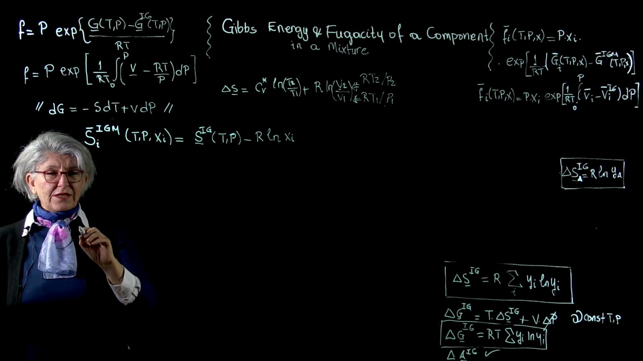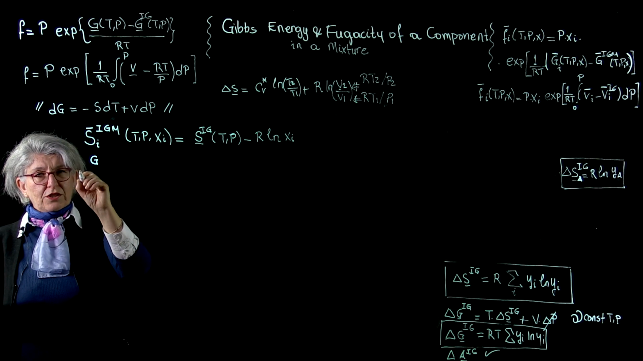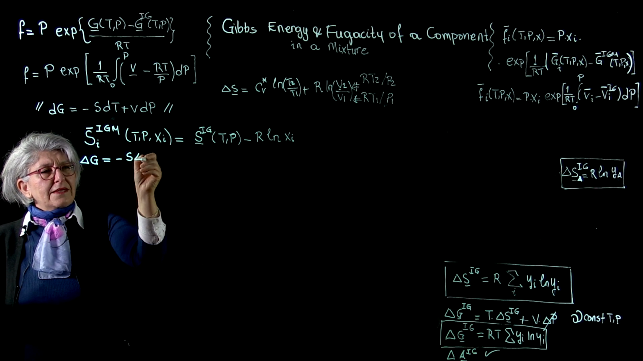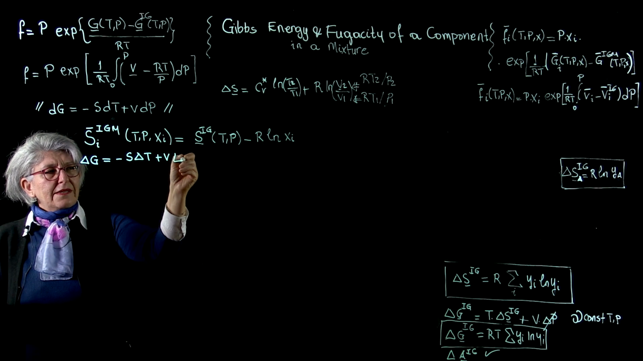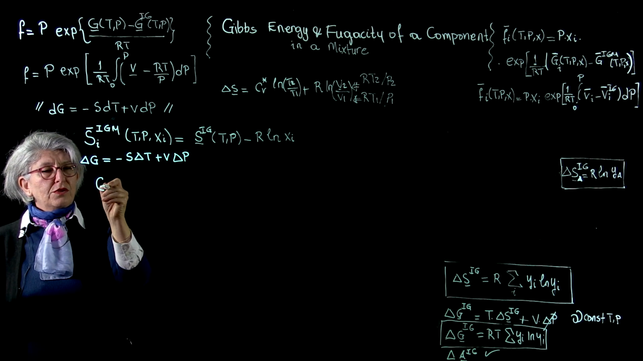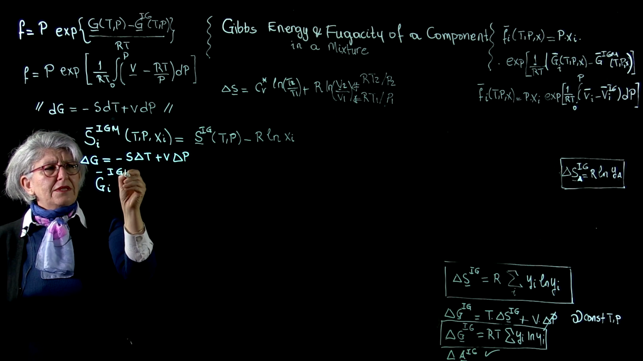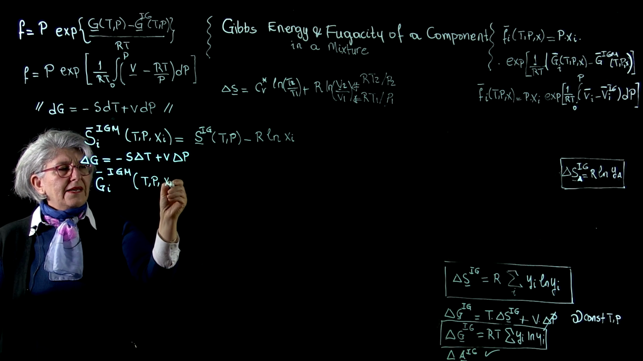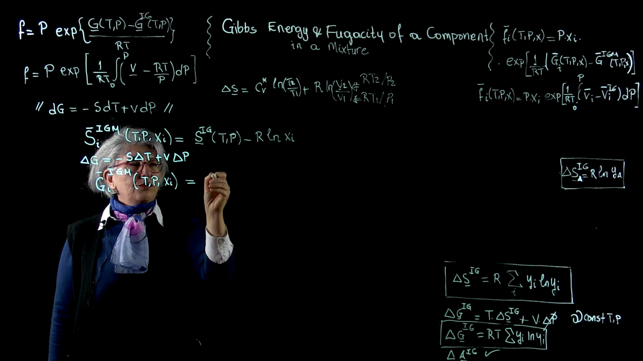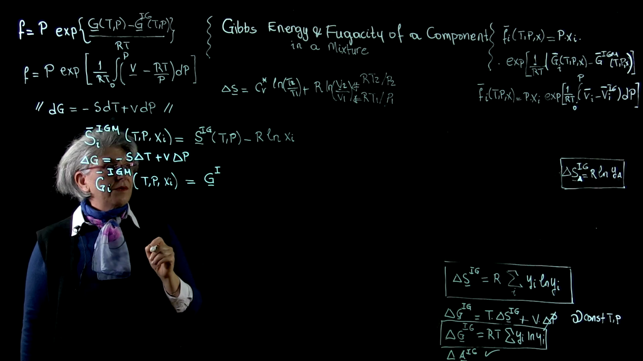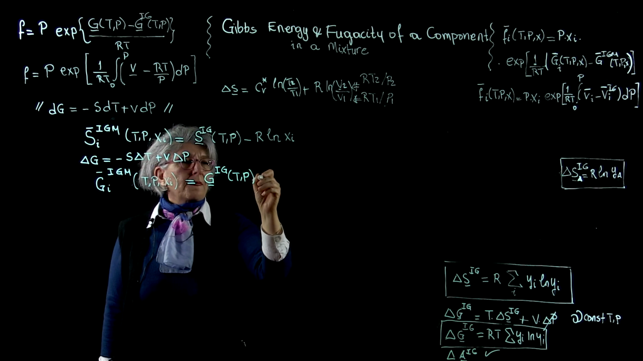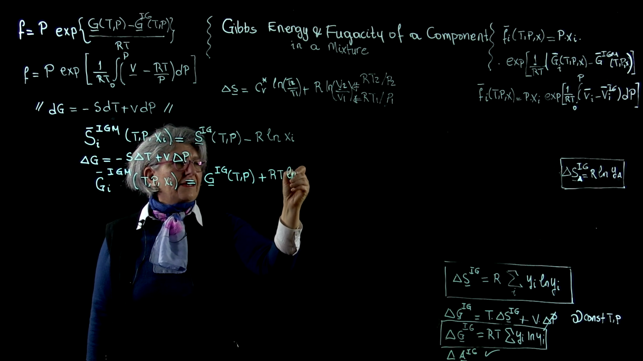The Gibbs free energy, the definition of the Gibbs free energy being minus S delta T plus V delta P, is going to take us from that expression to GI ideal gas mixture of T, P, Xi, partial molar Gibbs free energy of an ideal gas mixture to be equal to molar Gibbs free energy of that component under ideal gas conditions at the same temperature and pressure, plus RT ln xi.